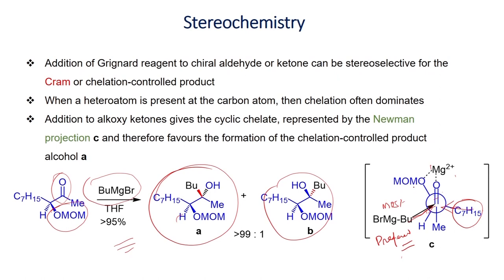In this case, you have the chelating group. Now, you have this kind of conformation. The nucleophile can approach this side and you can get this compound as the major product. You can see here the ratio is more than 99 to 1. This is called the chelation controlled product.